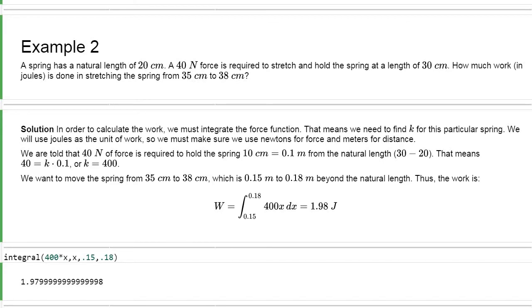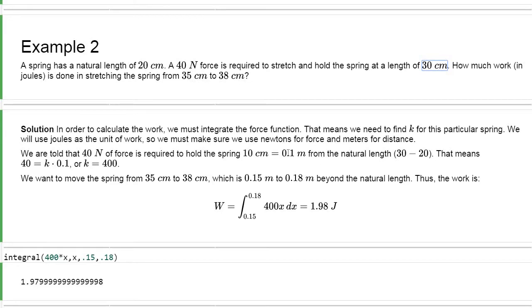Okay, now to do this work, we're going to integrate the force function. To do that, we need to know the spring constant, K. I didn't tell you that, but I did give you enough information to find it, because I told you how much force is required, 40 newtons, to get from the natural length of 20 to the length of 30. That information allows you to compute the spring constant, and once you have it, then you can compute the work in this other situation.